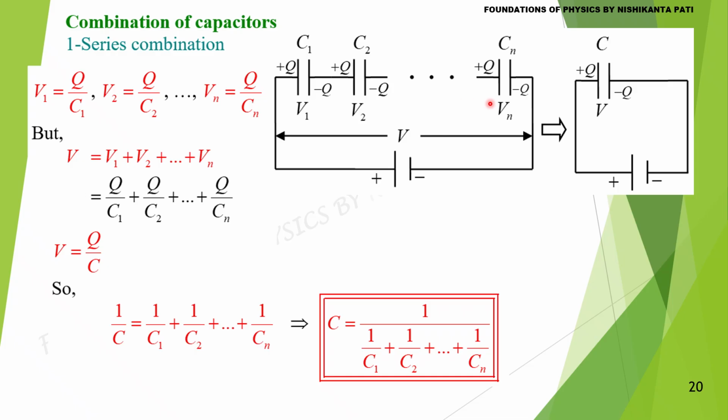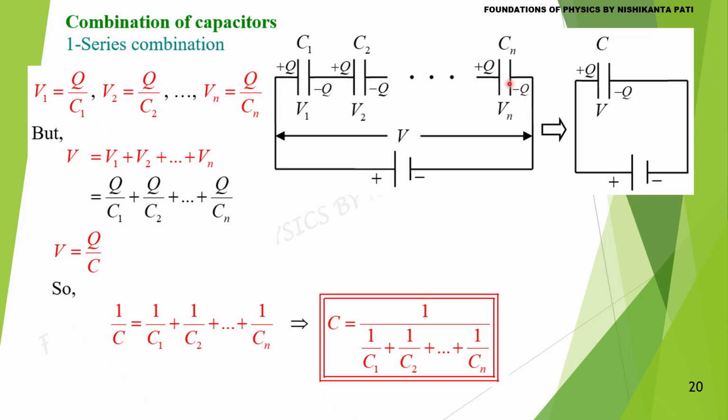And we can prove the first capacitor's right plate will have minus Q charge, the second capacitor's left plate plus Q charge, and so on. That means the charge on each capacitor is the same, Q. The potential difference across the first capacitor is V1, across the second capacitor V2, across the nth capacitor Vn. V1 equals Q by C1, V2 equals Q by C2, Vn equals Q by Cn. So V is equal to V1 plus V2 plus Vn.